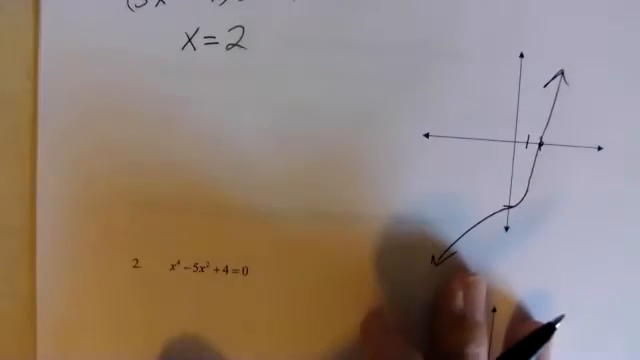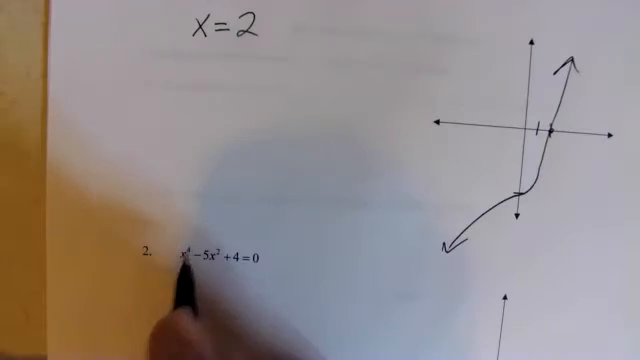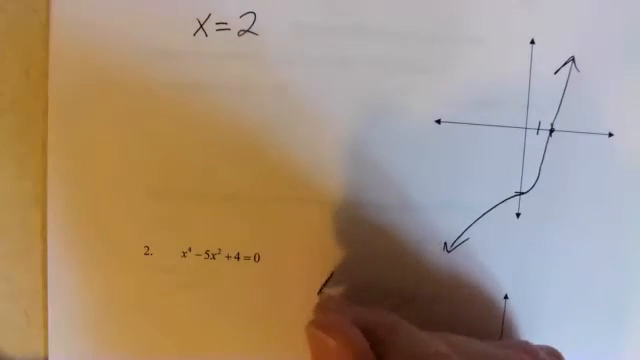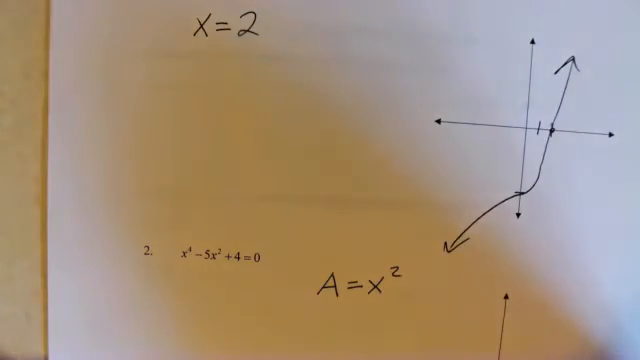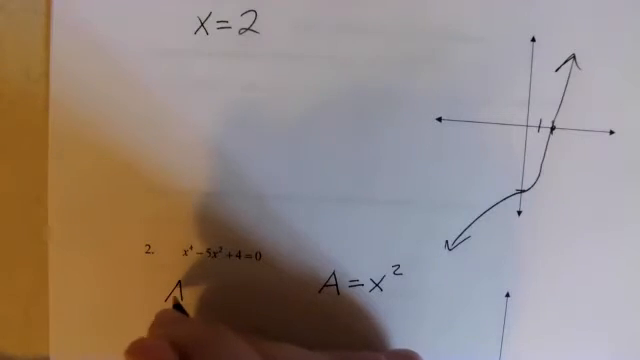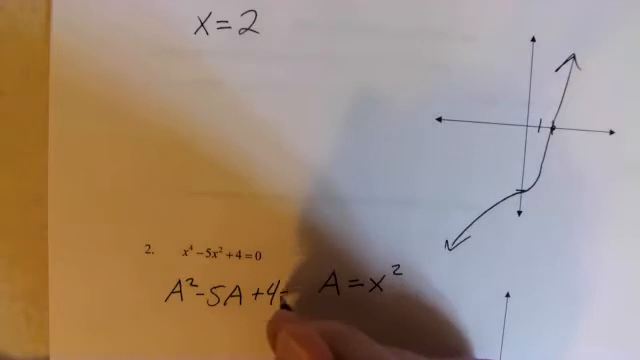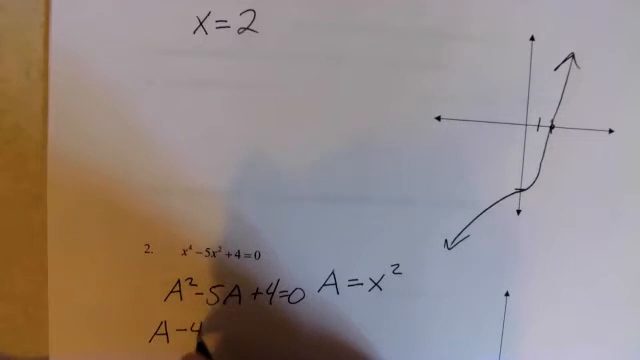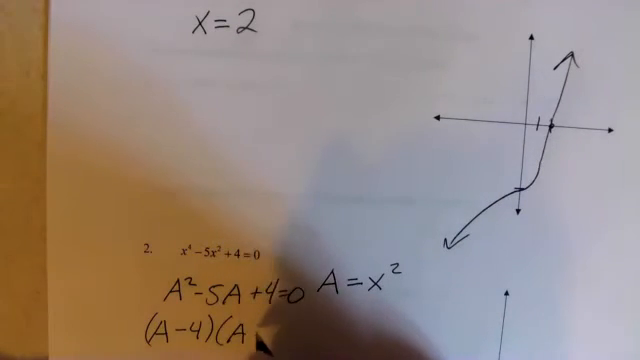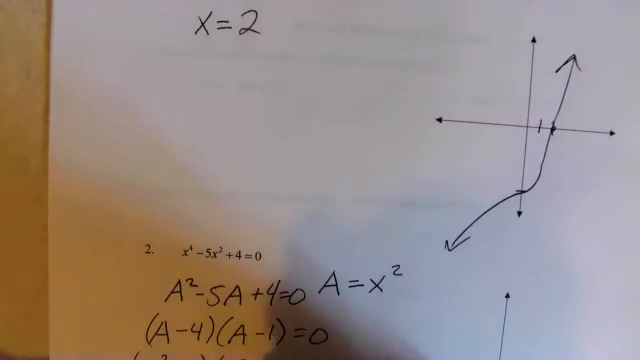Over here, this one only has 3 terms. It's not strictly speaking quadratic because it starts with an x to the 4th, but it is near quadratic. If I say a equals x squared, some people don't bother with that, then I can write this as a squared minus 5a plus 4 equals 0, and that should be factorable. A minus 4 and a minus 1, and substitute back in: x squared minus 4 and x squared minus 1.